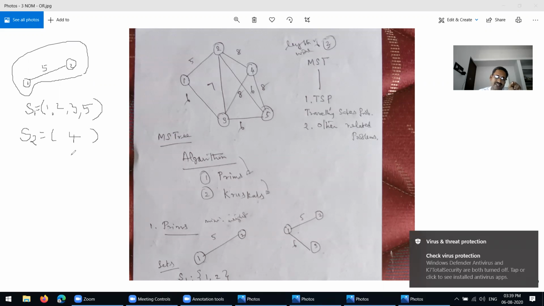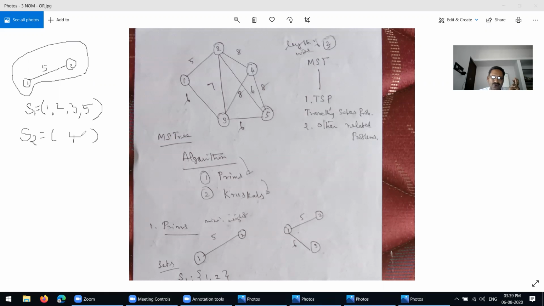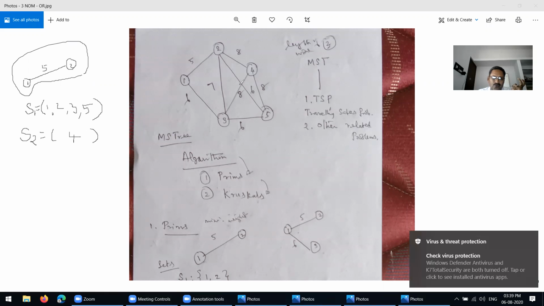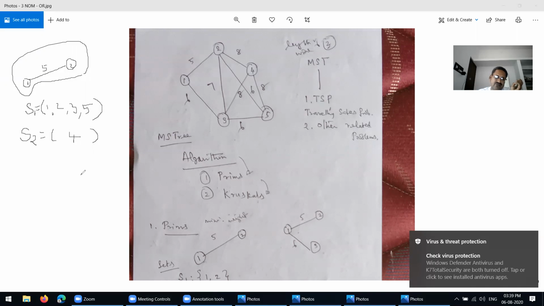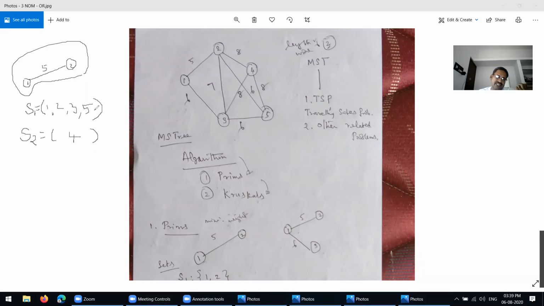Now here we are having the 4. What is the 4 here now? Then 1 to 4, how much? Not connected. Then 2 to 4, 2 to 4 is 8. And then 3 to 4, 3 to 4 is 8. And then 5 to 4 is also 8. So therefore the 8. So now we have to take this one as the 4th here now.